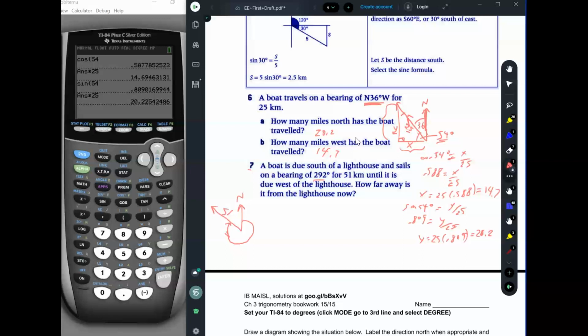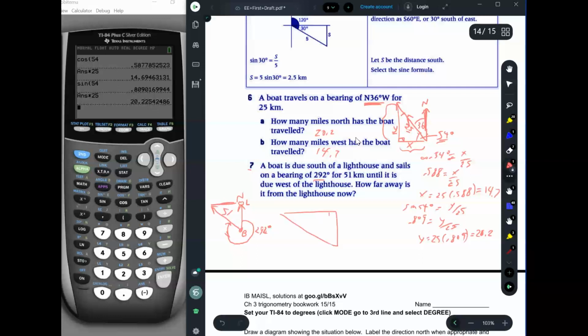Okay, so the boat starts, here's the lighthouse, and here's the original position of the boat. It's due south, right? The boat is due south, which means it's perfectly south of the lighthouse. We went on a bearing of 292 degrees, which is kind of like to the left of the lighthouse, for 51 kilometers until it is due west. And so we stopped when it made a perfectly horizontal line here with the lighthouse. So we've actually drawn a triangle, haven't we? I'm going to redraw the triangle here.